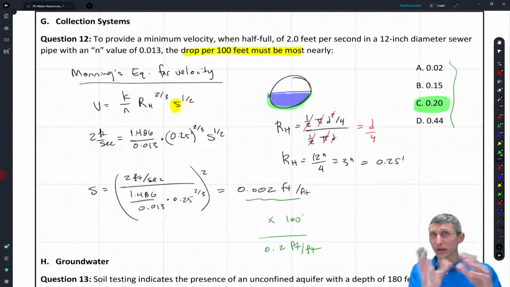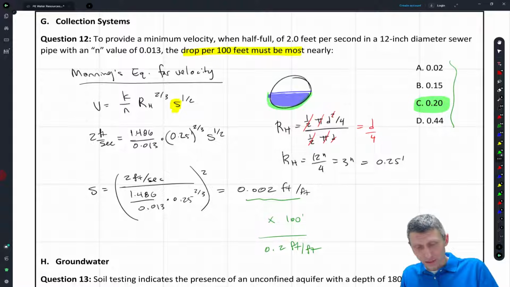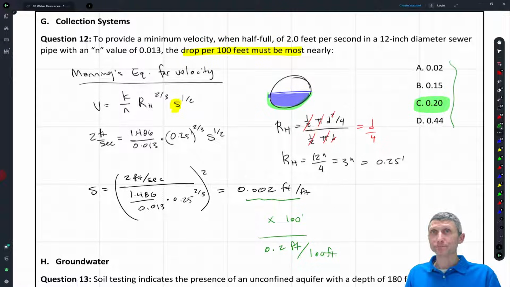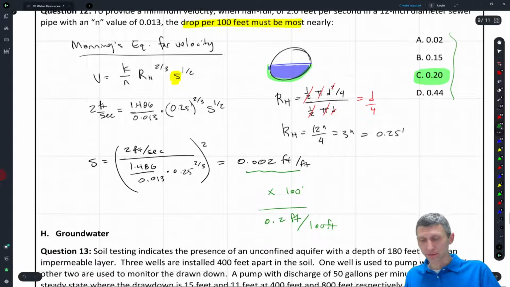So for every 100 feet, you're going to drop 0.2, right? So 0.2 divided by 100 is going to give us our slope of 0.002. Okay. And so I should say 0.2 feet per 100 feet. I should say it that way. Okay. So that's question 12.